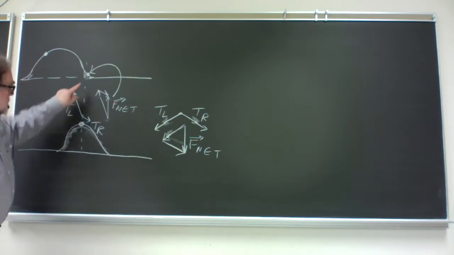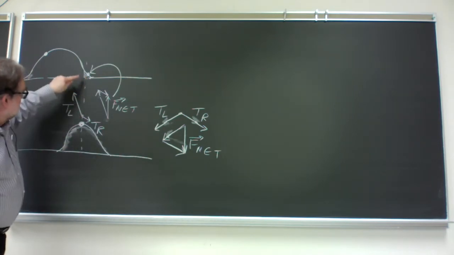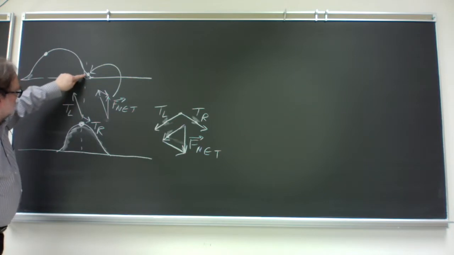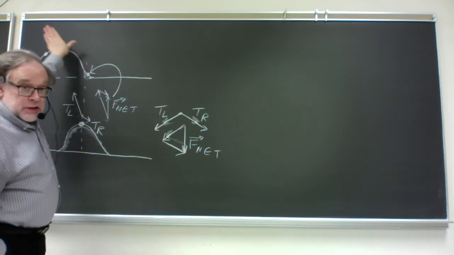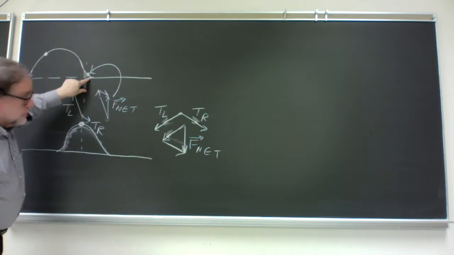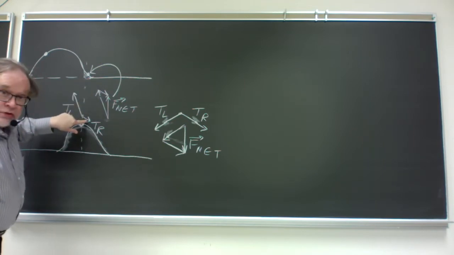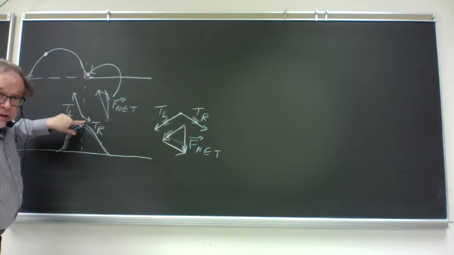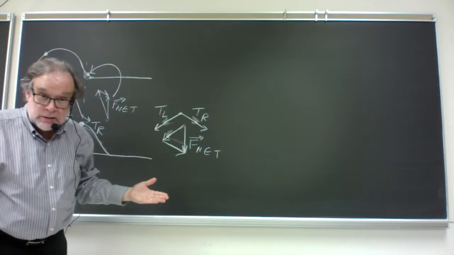So this little point here has two forces acting on it. The tension force from the left-hand part of the string is pulling this way, and it's strong because this part of the string is stretched a lot. And then the tension force from the right-hand part of the string pulls this way, and it's much less strong, it's much weaker, because this piece of string is stretched much less.